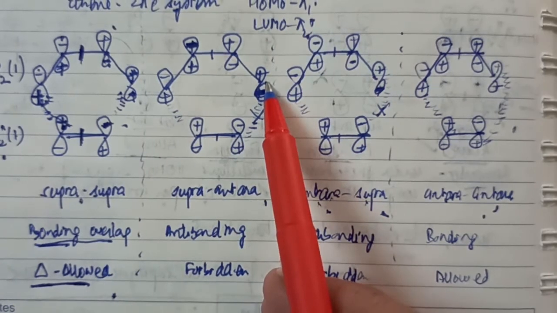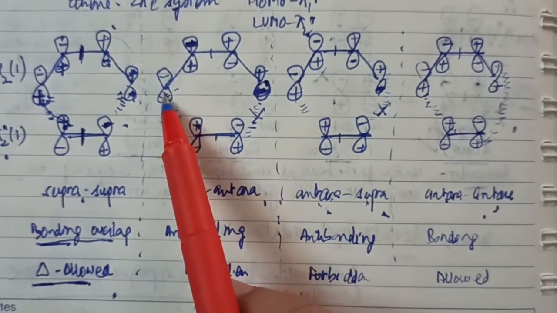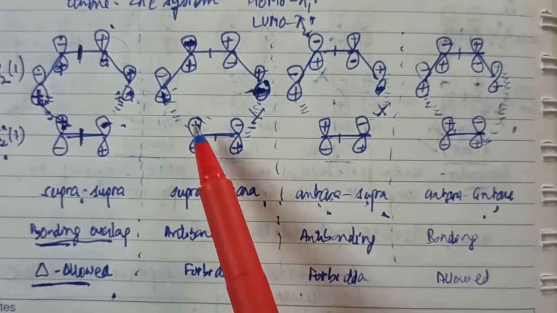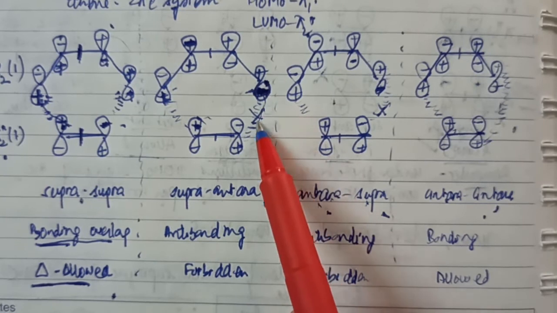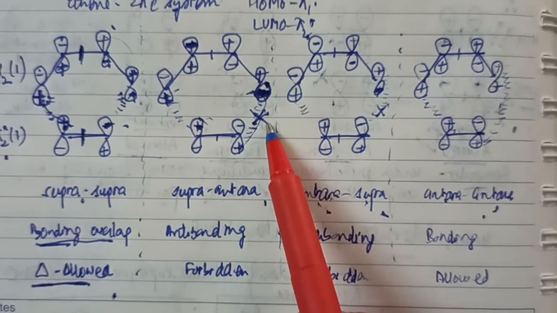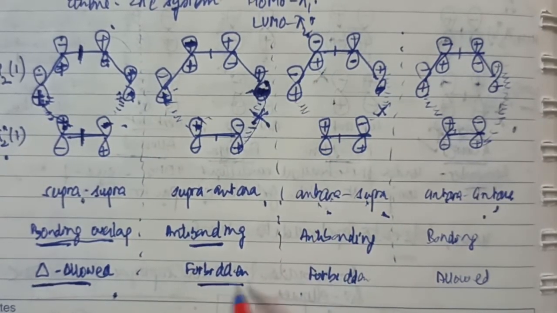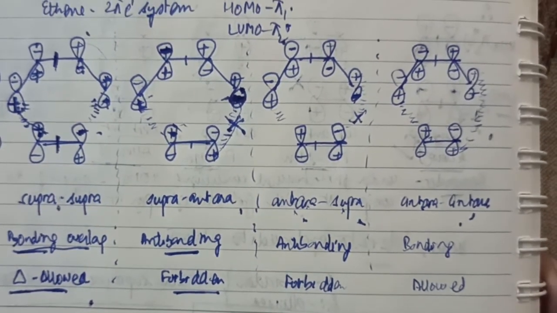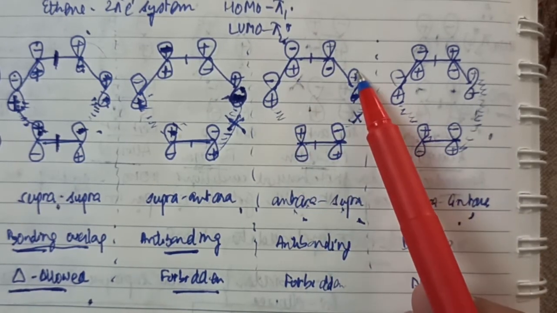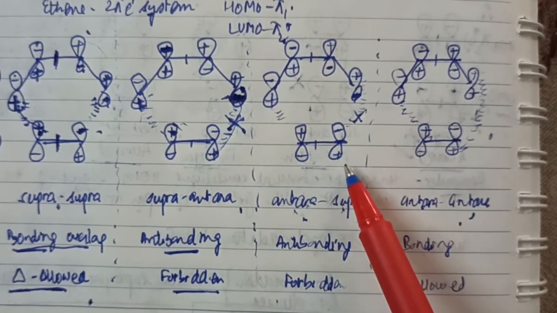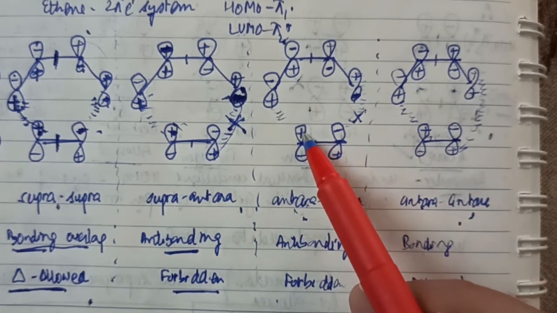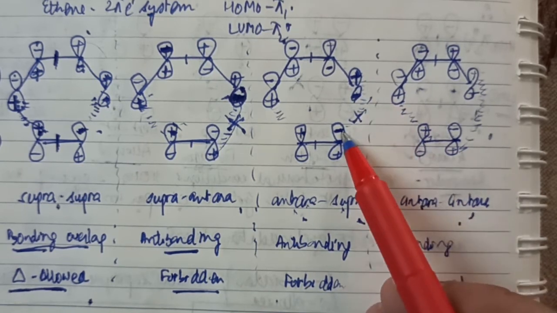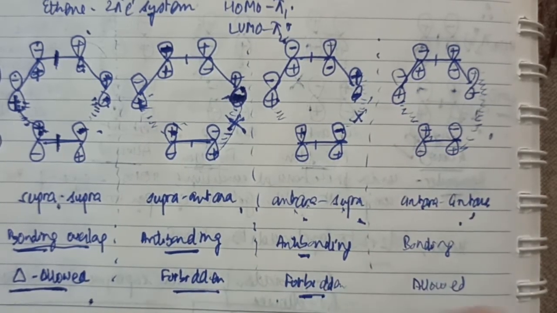Let's check the second one, supra-antara. Supra on the first component, antara on the second. Supra on the first means same-side lobes are adding, and antara on the second means opposite lobes are adding. Positive interacts with positive. Here the negative will interact with positive, therefore there is an antibonding interaction, and since there is an antibonding interaction, this process will be thermally forbidden. Third case, antara-supra: the first component adding in an antarafacial manner, the second component, that is the dienophile, adding in a suprafacial manner. Positive interacting with positive, antarafacial means this positive has to interact with this negative, there is an antibonding interaction, hence this process is forbidden.